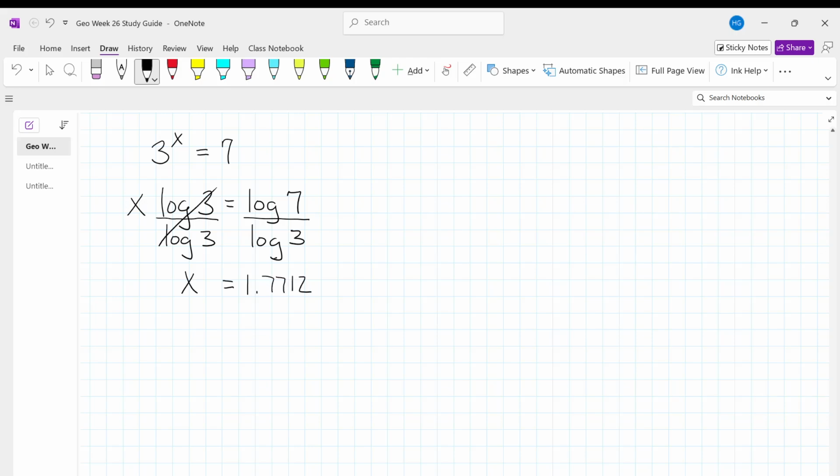Yes, sir. Where did you find the log? On my calculator, it is 4 buttons above the 8, right along the top line.